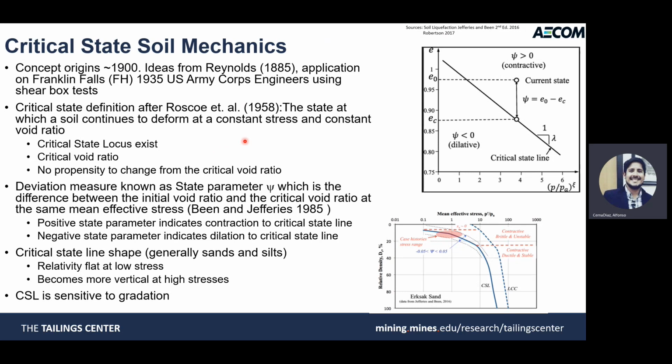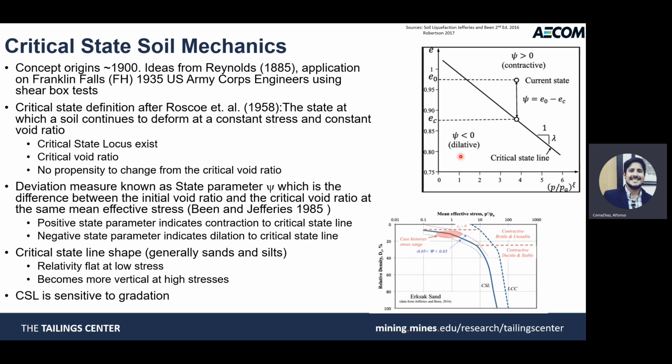We can have a critical void ratio, and therefore you can construct a critical state line that will describe if your material is contractive or dilative. If your initial void ratio is above this line, then you will see that your material is contractive, and if it's below, you will see that your material is dilative. To measure this critical state line, we use triaxial testing. You will find that it's very sensitive to gradation, so pay attention to the variability that you have, especially for intermediate tailings.